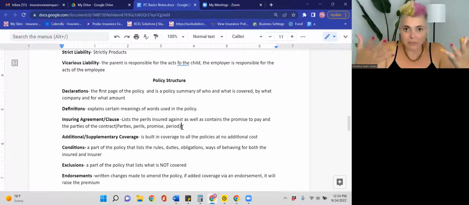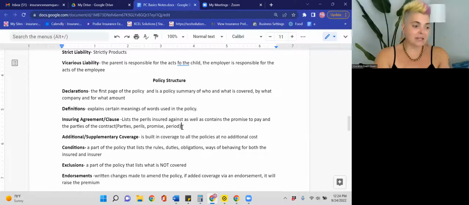And then they hand you the policy structure. You begin to read it. The declaration page says, we're covering your house for this amount of money. This is where you live. This is the type, a 3-bedroom, 2-bathroom house. Here's how much money is available for the coverages. You flip the page over. Here's the definitions. This is what you and your means. This is what insured means.